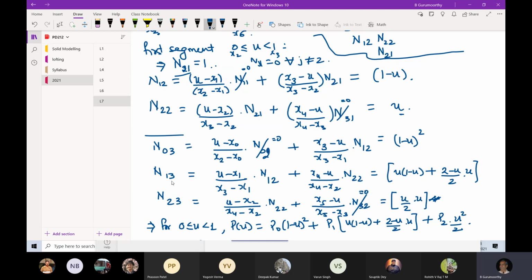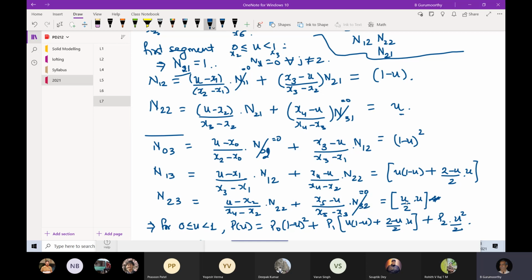Similarly, I can calculate N13. Here i is 1 and k is 3, therefore x(i plus k minus 1) is 4 minus 1 is 3, and so this follows, and k plus 1 and i plus 1 in this term. And in this case, both the terms are non-zero, therefore I get an expression that looks like this. Again, each term is quadratic, so overall that condition is satisfied. And lastly, the N23, where i is 2 and k is 3, so that's the expression, and that's the term, u squared by 2.